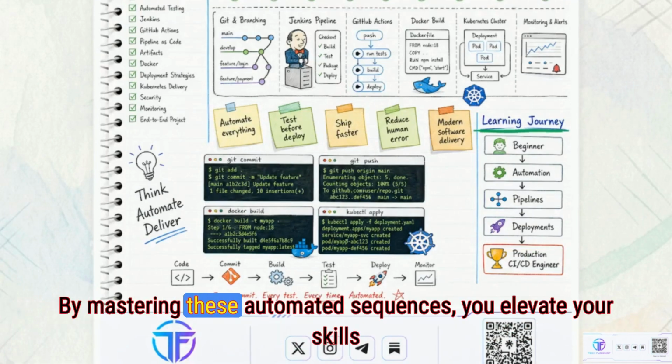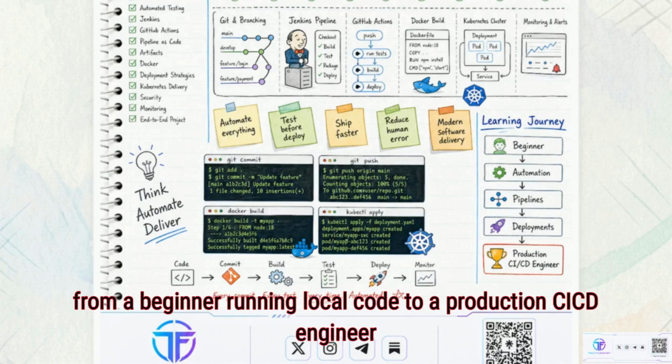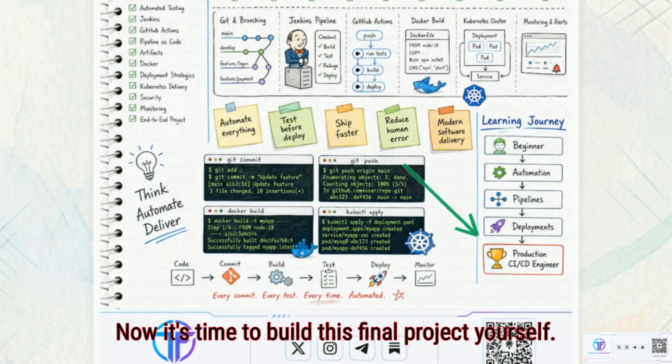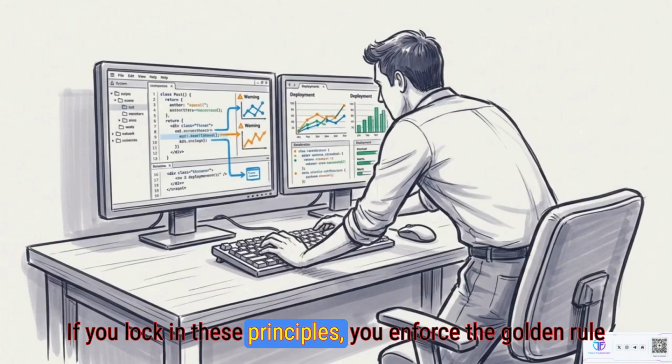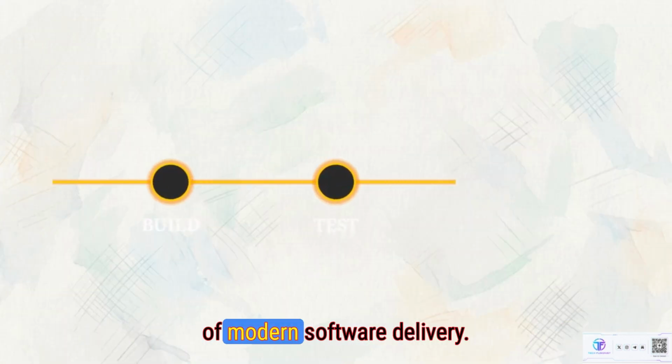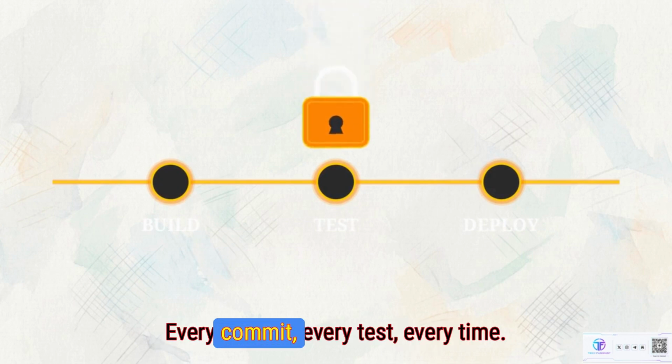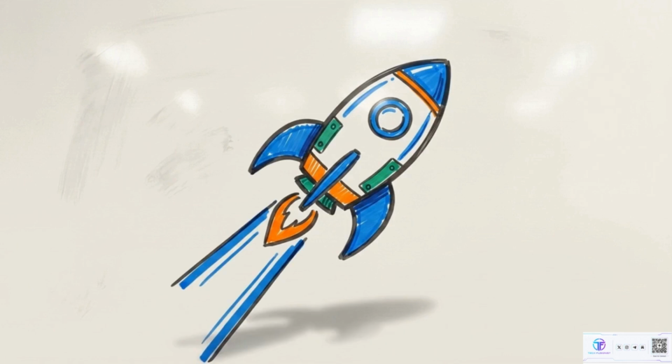By mastering these automated sequences, you elevate your skills from a beginner running local code to a production CI/CD engineer managing distributed systems. Now it's time to build this final project yourself. If you lock in these principles, you enforce the golden rule of modern software delivery. Every commit, every test, every time. Automated.